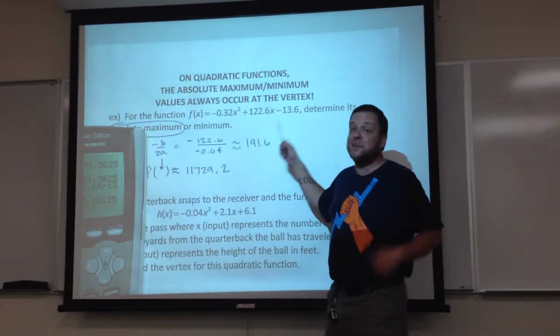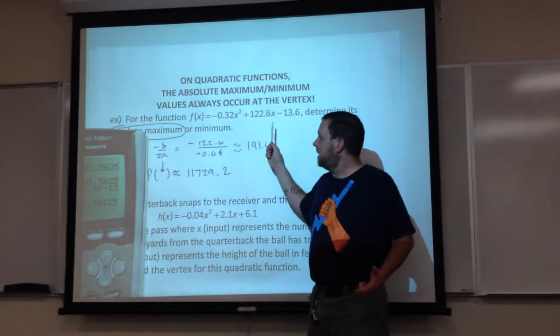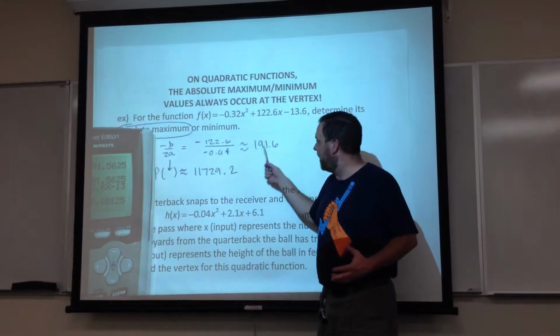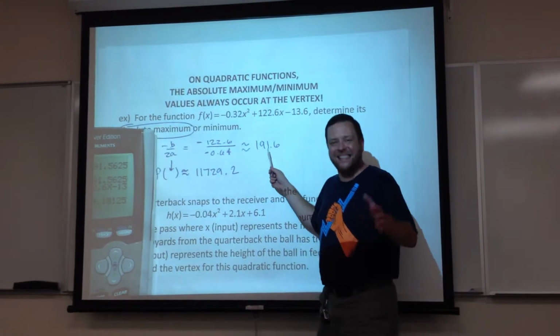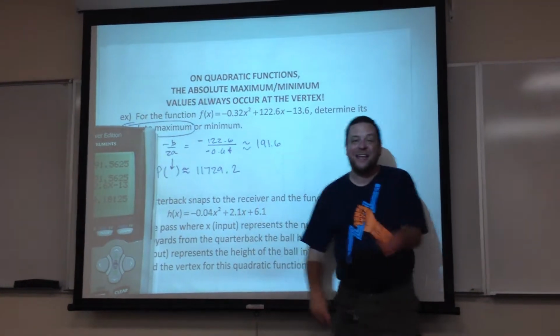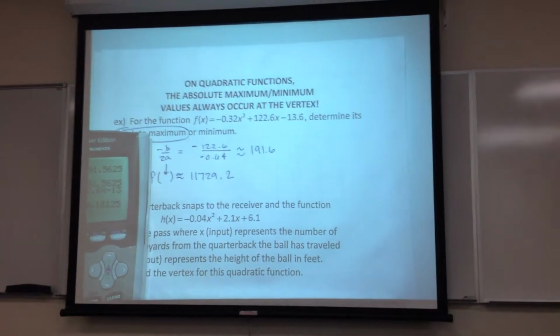So this function is a parabola that opens down, and it has an absolute maximum out there on graph paper somewhere at the point 191.6-ish, 11,729.2-ish. And that's guaranteed to be the absolute maximum for the function.